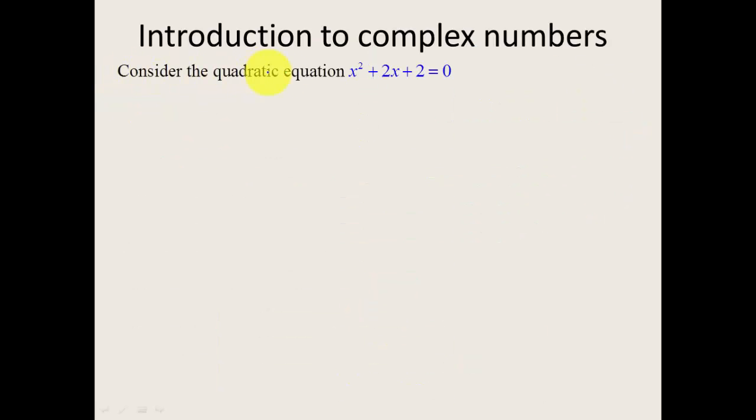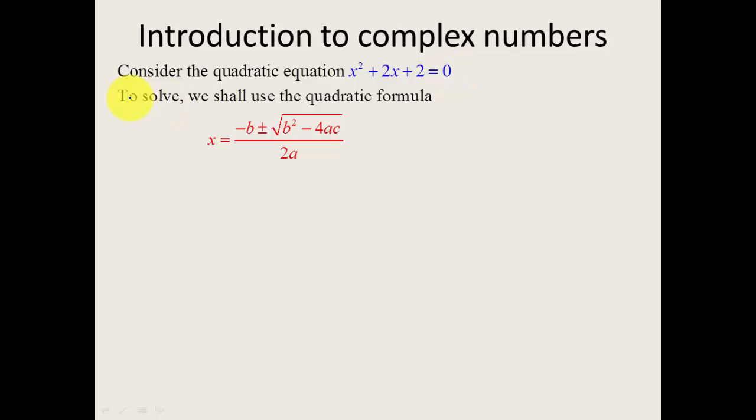First, I would like you to consider this quadratic equation, x squared plus 2x plus 2 equals 0. You should know that we can solve this equation by using this quadratic formula. But to use this formula, I need to identify a, b, and c from the quadratic equation. So let's do that. A is 1 because 1 is the coefficient of x squared. B is 2 because 2 is the coefficient of the x term. And c is the constant term 2.